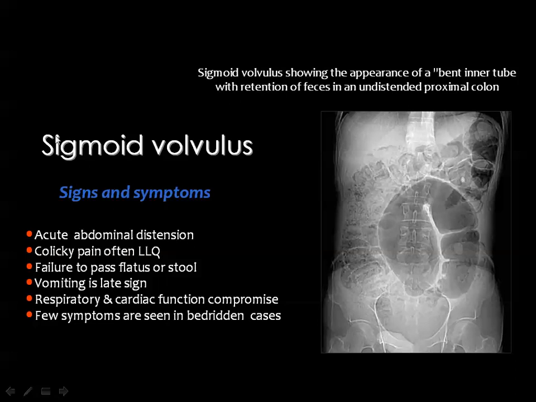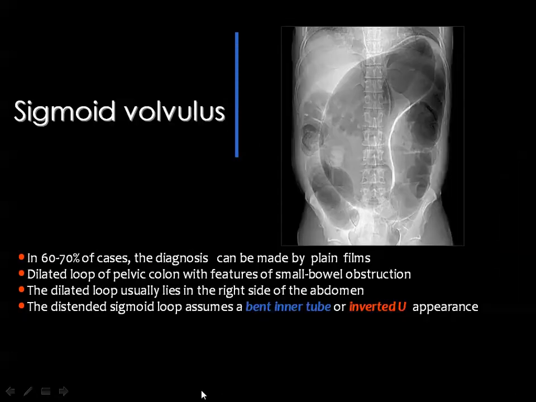The symptoms of sigmoid volvulus include acute abdominal distension, colicky pain in the left lower quadrant, failure to pass flatus or stool, and vomiting is a late sign. Respiratory and cardiac function compromise, and these symptoms are almost absent in patients who are bedridden. Then a reliable diagnosis is based on the dilatation of the two loops of the sigmoid colon, giving the appearance of a bent inner tube or inverted U or the coffee bean sign.